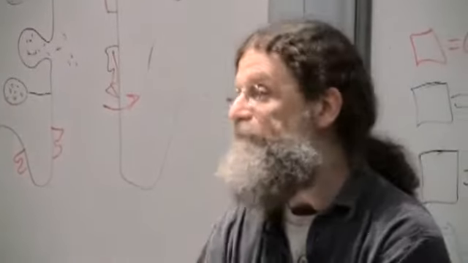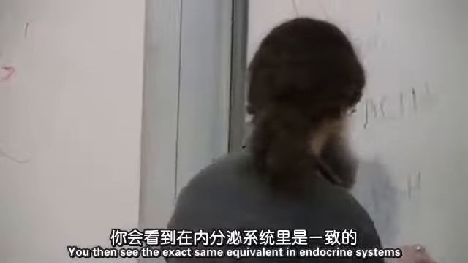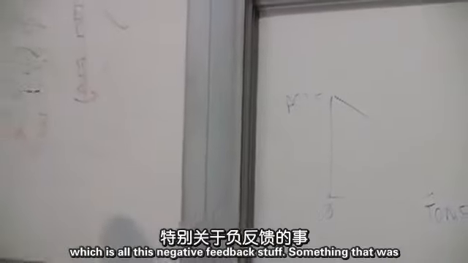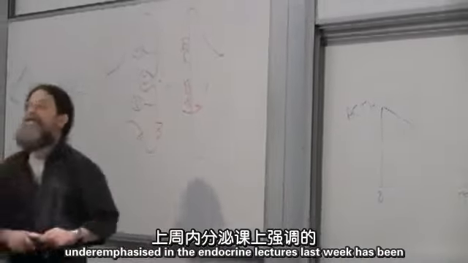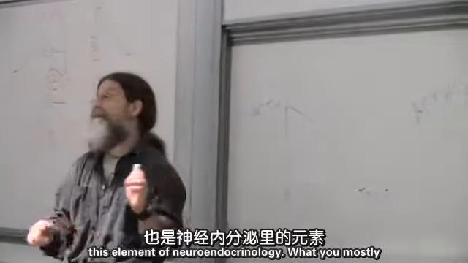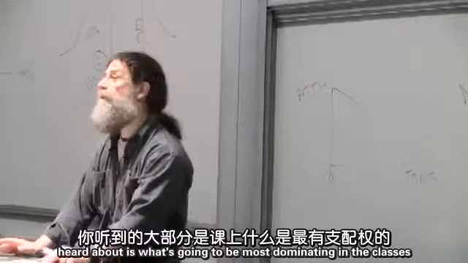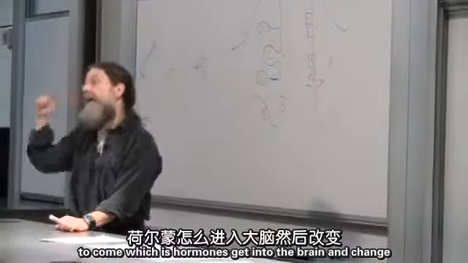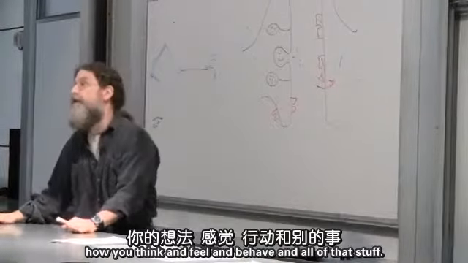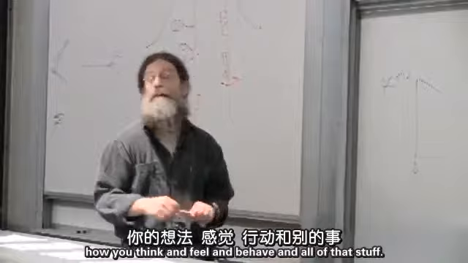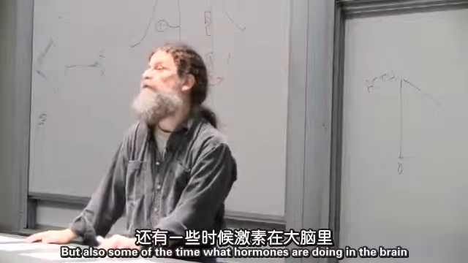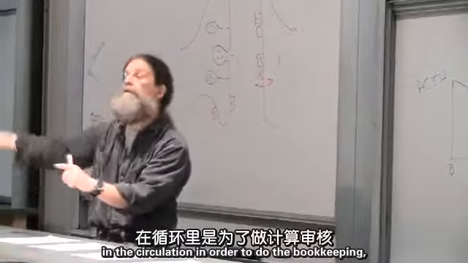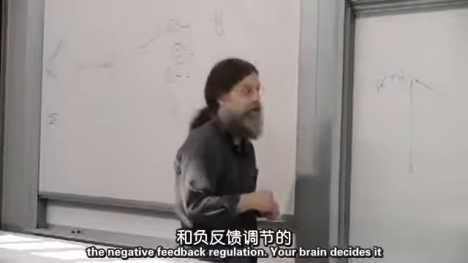Negative feedback loops there. You then see the exact same equivalent in endocrine systems, which is all this negative feedback stuff. Something that was underemphasized in the endocrine lectures last week has been this element of neuroendocrinology. What you mostly heard about is what's going to be most dominating in the classes to come, which is hormones get into the brain and change how you think and feel and behave and all of that stuff. But also some of the time what hormones are doing in the brain is letting the brain know how much hormone there was in the circulation in order to do the bookkeeping, the negative feedback regulation.